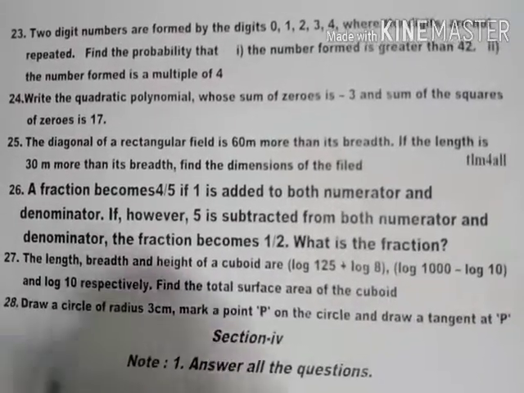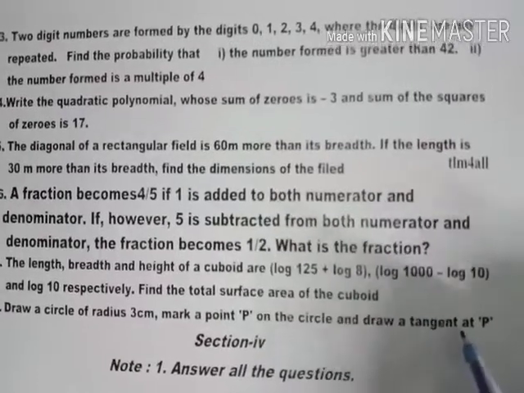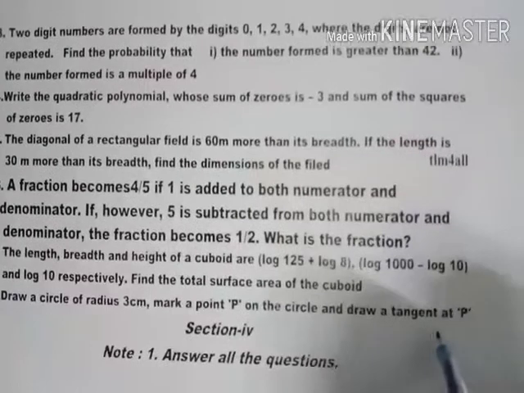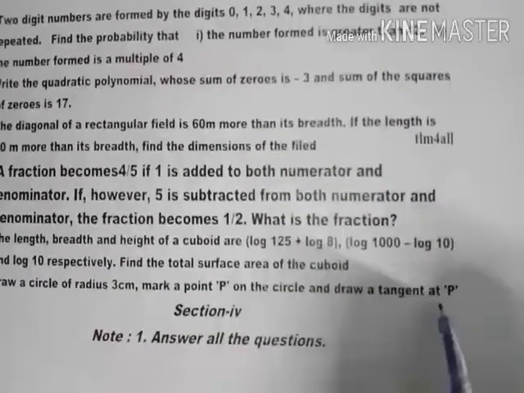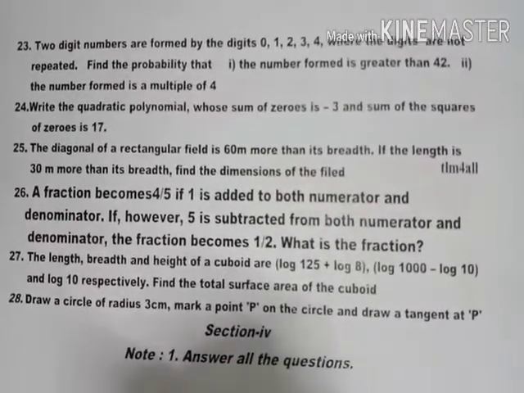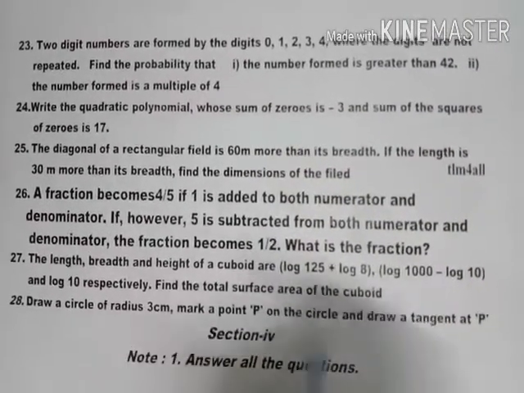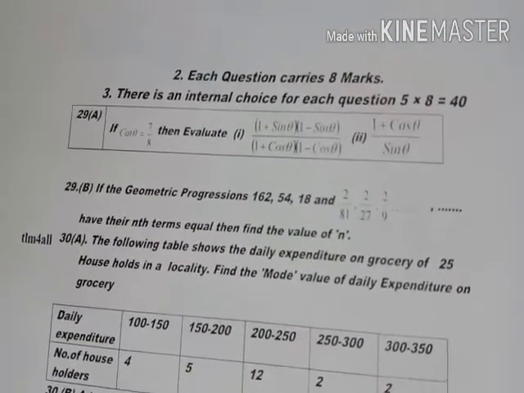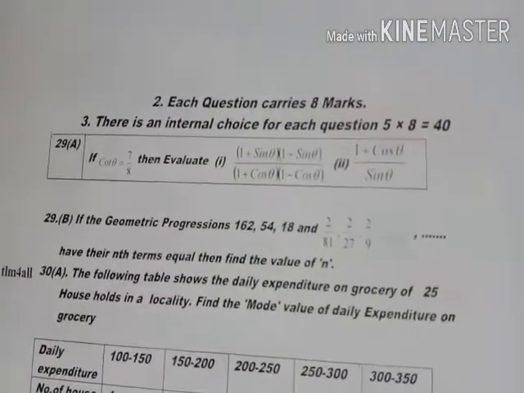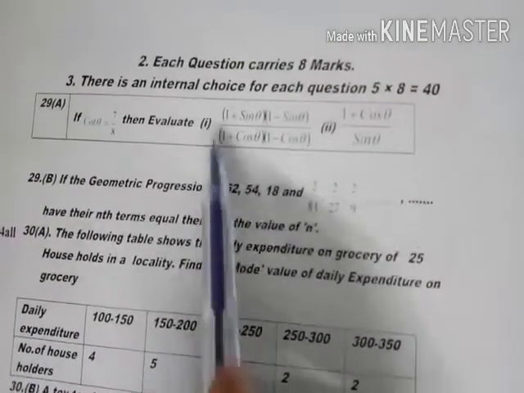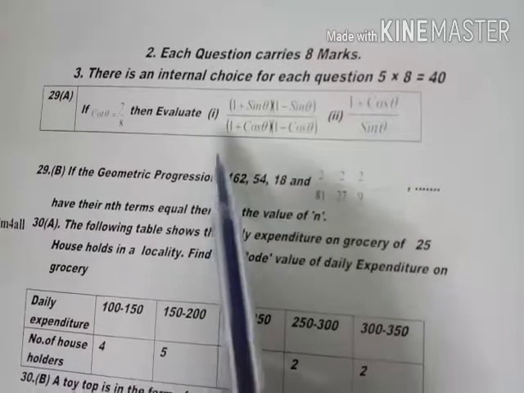When the question is like this, we need to write the answer based on marks. This question looks simple, but it carries 4 marks. So we need to write the steps of construction for the question also. In previous sections we don't have any internal choice. In section 4 we have internal choice, so we can write either A or B.